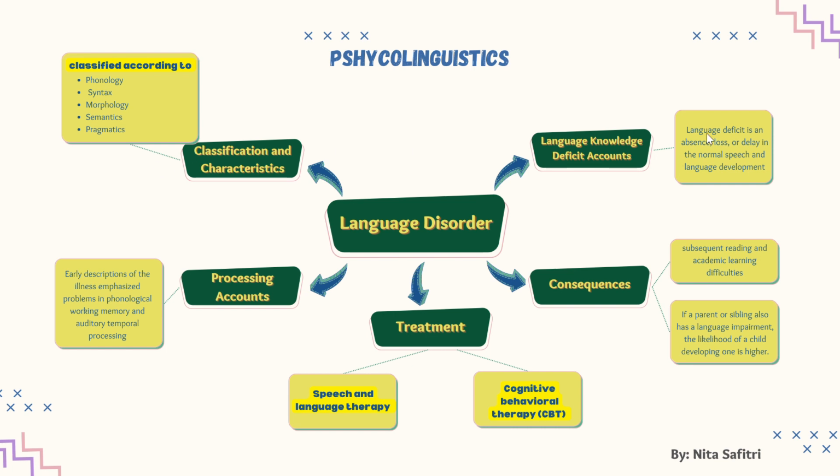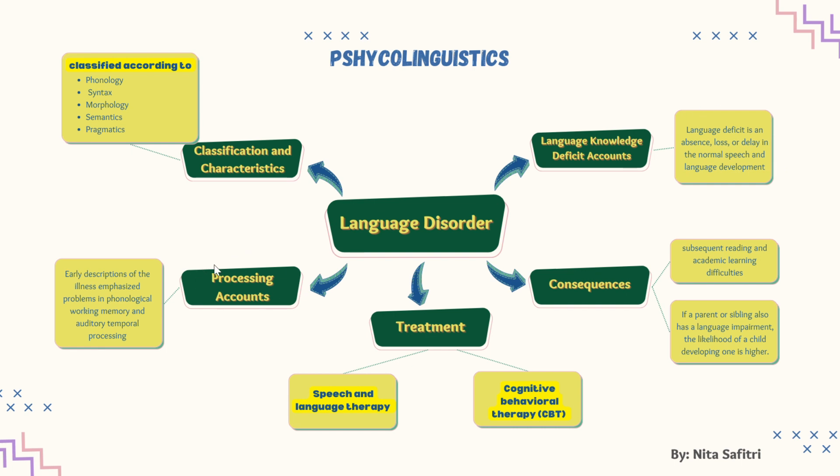Language knowledge deficit accounts. Language deficit is an absence, loss, or delay in the normal speech and language development of a child due to some neurological dysfunction. Grammatical SLI accounts include the inability to develop implicit grammatical rules and the missing agreement account. According to the CGC account, phonological system deficiencies are to blame for some children's grammatical SLI. Children with the condition are more likely to interpret morphemes that have nothing to do with tense incorrectly.